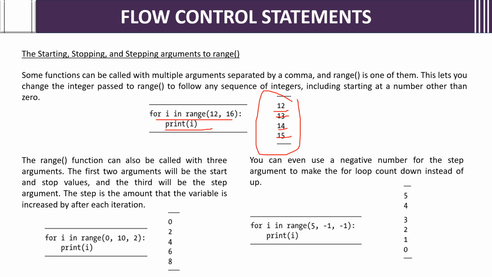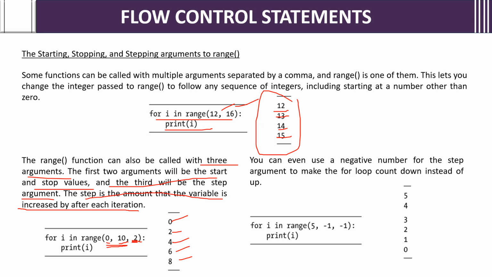The range function can also be used with 3 arguments. The first 2 arguments will be the start and stop values, and the third will be the step argument. The step is the amount the variable is increased by after each iteration. See, 0 to 10 is the start and stop, and 2 is the step. For every 2 steps it is going to print. Like 0, then add 2, so 2, 4, 6, 8, till 10. As many as you get, so many it will print.